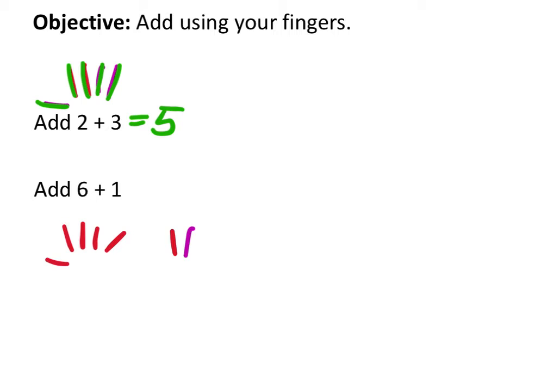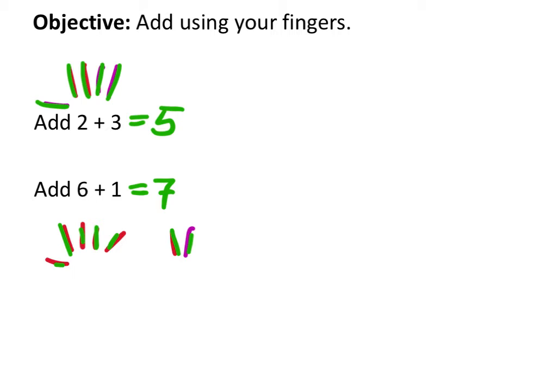Oh, well, that's all we had was the 6 and the 1. So then I would count how many fingers I got up. 1, 2, 3, 4, 5, 6, 7. So 6 plus 1 is 7. 6 fingers plus another finger is 7.